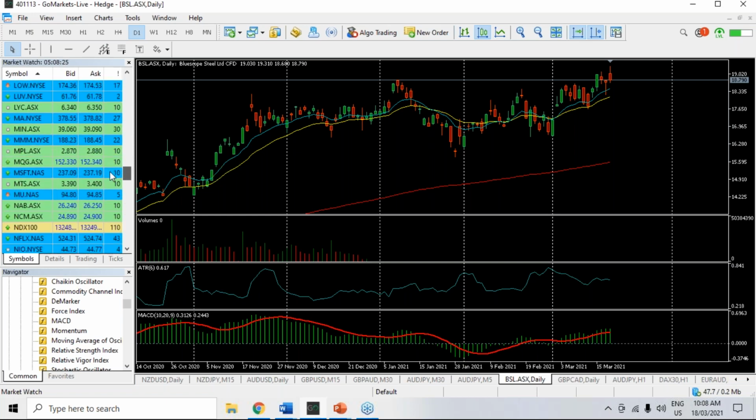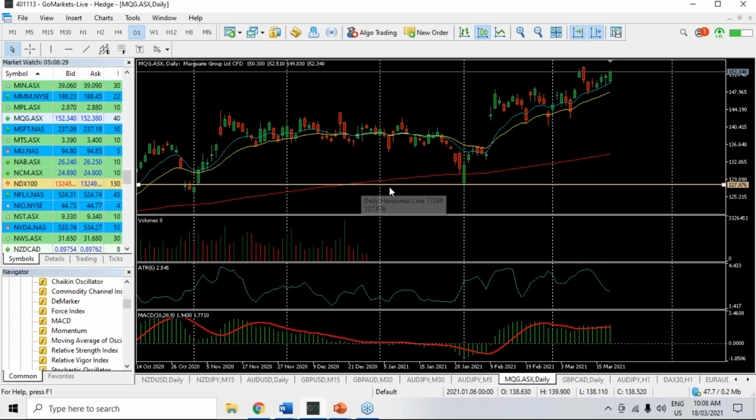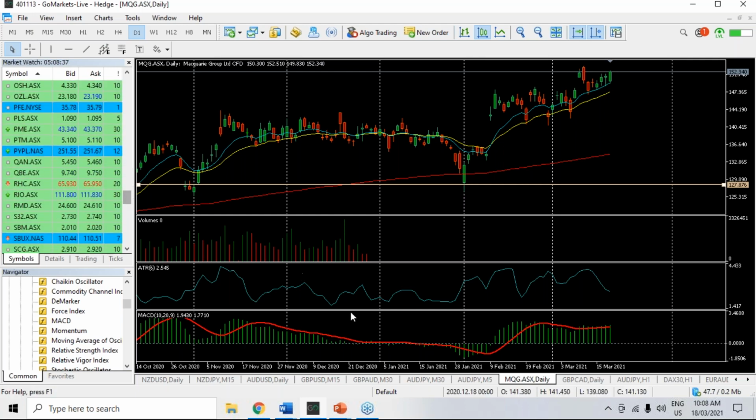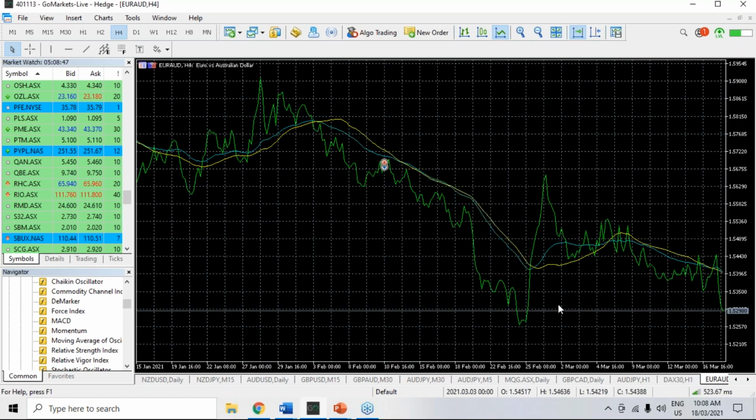Macquarie, is it on the ASX? So we're looking for a close just slightly above where we are now. And in the pairs, Aussie yen is just starting to tip over a bit. So we like the Euro Aussie.